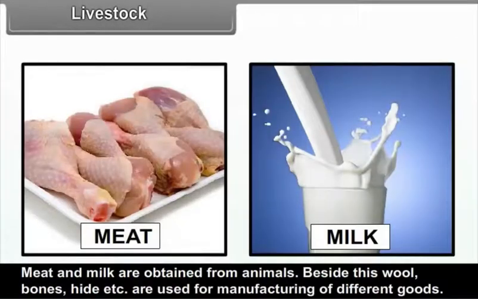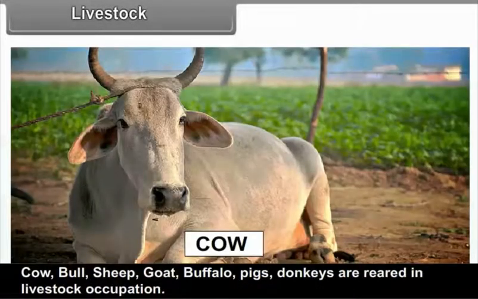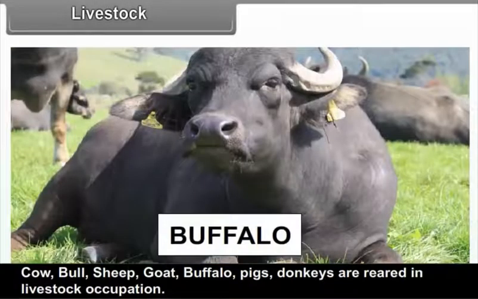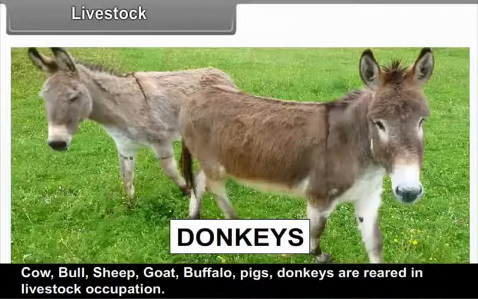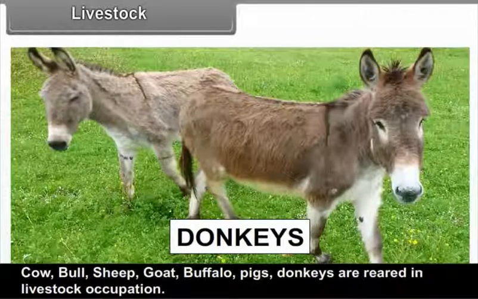Meat and milk are obtained from animals. Besides this, wool, bones, hide, etc. are used for manufacturing of different goods. Cow, bull, sheep, goat, buffalo, pigs and donkeys are reared in livestock occupation.